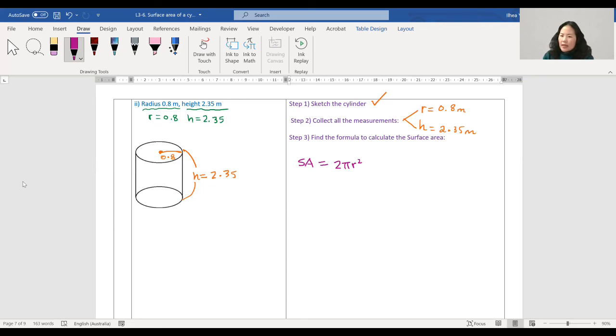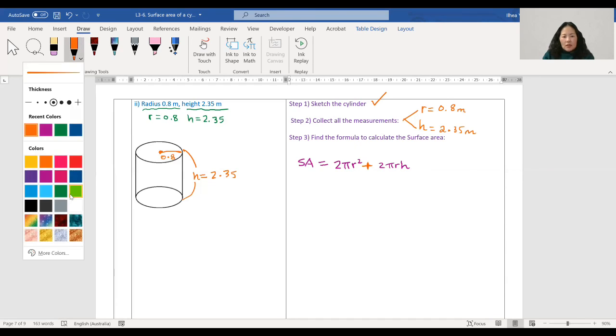2 pi r squared, 2 pi r times height. Yes, so 2 pi r h. Do we add them or do we times them? What do we do in the middle? We add them. Thank you. So we add them. Now we're going to put all the measurements in there.